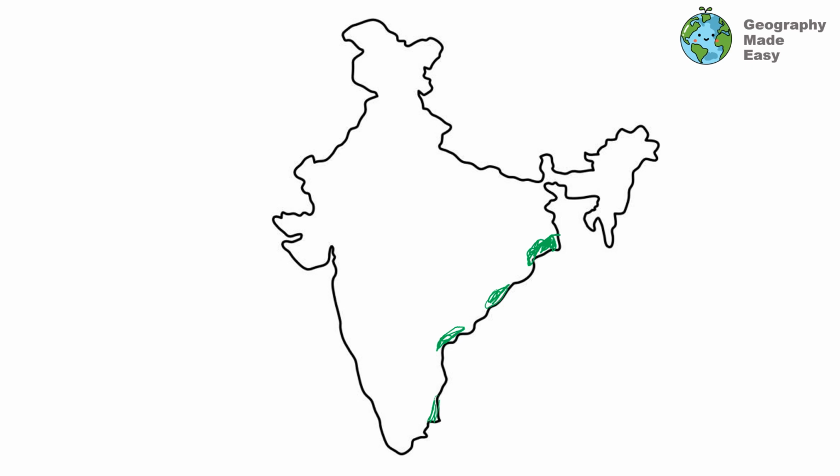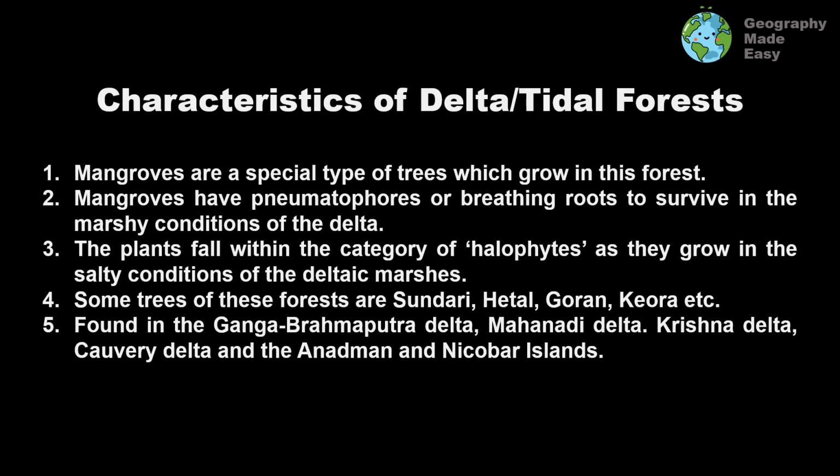But on the other hand, the eastern side of India, the coastal regions, sees a lot of these delta forests. We also see some delta forests, but of course it is very minor, in the Andaman and Nicobar Islands. In some of the islands it is seen. What are the characteristics of the delta forests? Mangrove, a special kind of tree, grows in this forest.